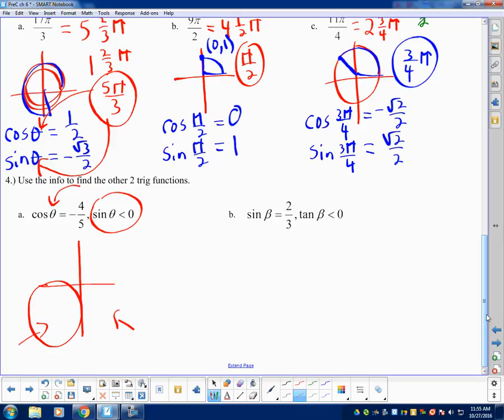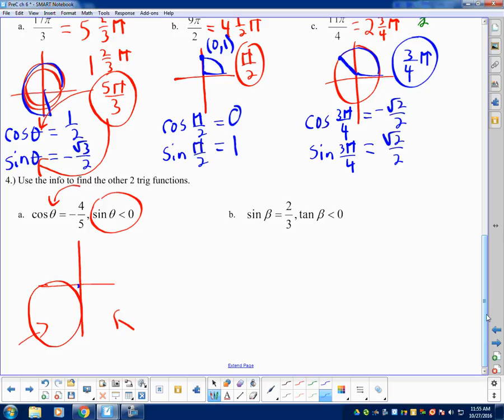So it says use the info to find the other two trig functions. I like to do that first, I'm going to use the information to figure out which of the 4 quadrants I'm in, and then I'm going to draw my reference angle. So my reference angle here would look like this. It's in this quadrant. I just draw kind of a generic triangle.